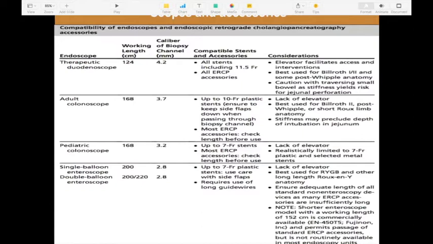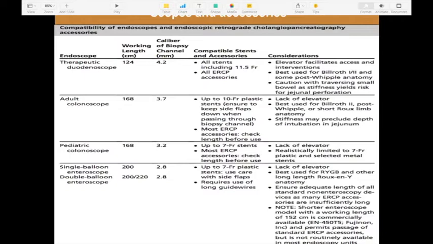You can see that the therapeutic duodenoscope which we use for ERCP has a working length of 124 centimeters. So you should understand that most of the accessories for ERCP are less than 150 or 250 centimeter. So if we are planning to attempt ERCP via a small bowel endoscope or a colonoscope, then the length of accessory should be long. And the channel caliber is 4.2 millimeters. So that gives us leverage that all stents, including the largest stent, that is 12 French stent, can be deployed by using the standard duodenoscope, and all ERCP accessories can be used.